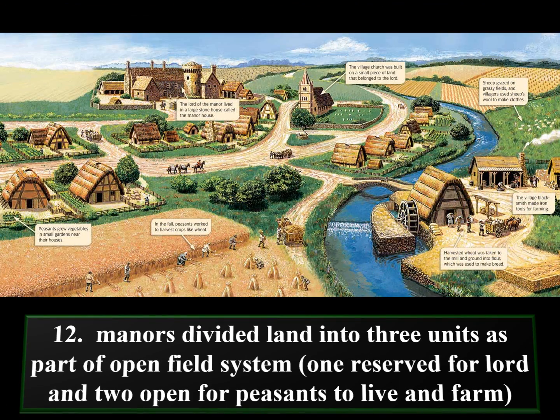Manors divided land into 3 units as part of what is known as the open field system. One part of the land was reserved for the lord, and 2 were open for the peasants to live on and to farm. Now remember, this land is still owned by the lord, so the farming that was being done was for the lord. The lord would then allow those peasants to have a small portion of the produce from that land to live off of, subsistence living.